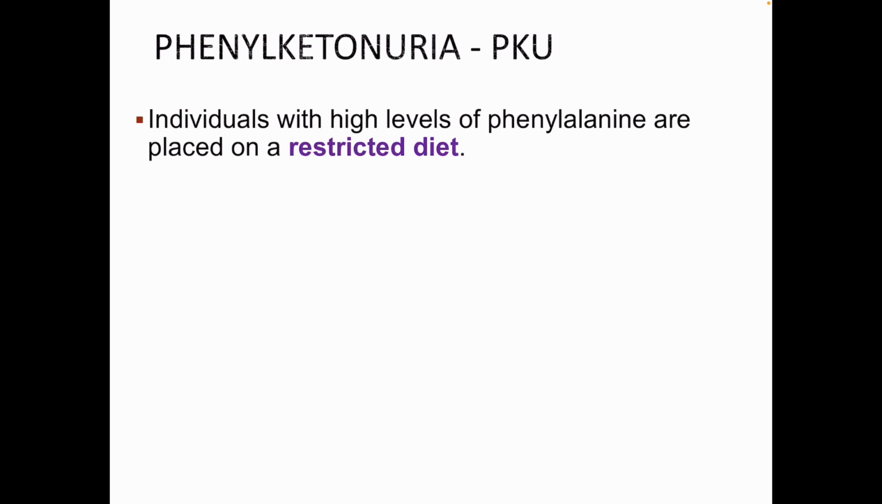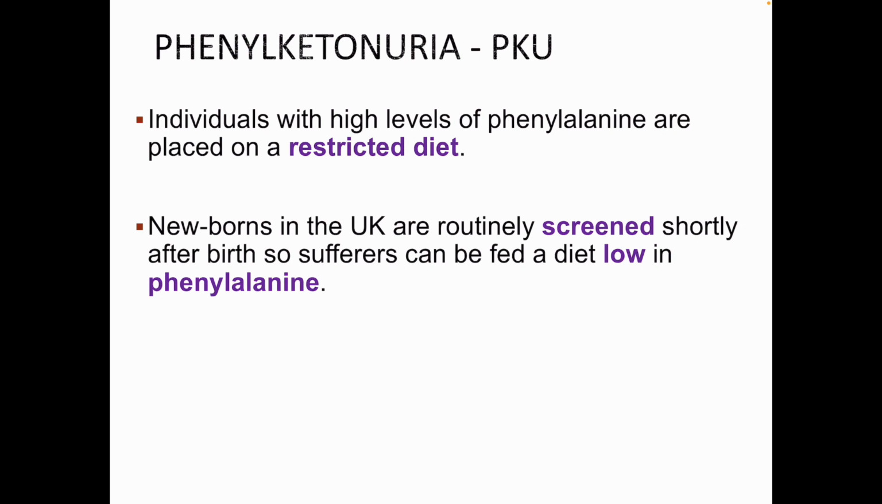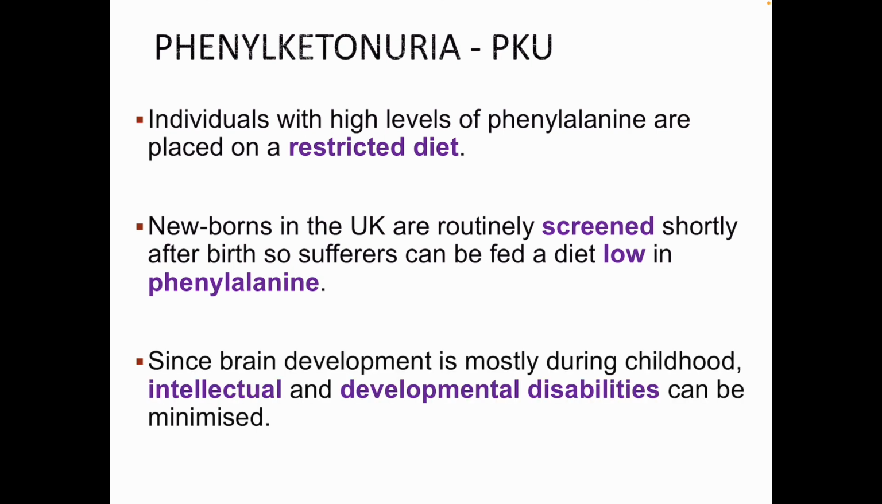Individuals who have high levels of phenylalanine are placed on a restrictive diet where they do not consume protein. And newborns in the UK are routinely screened for this following birth via the heel prick test. If the condition is caught early, then intellectual and development disabilities can be minimised and sufferers can lead a normal life.